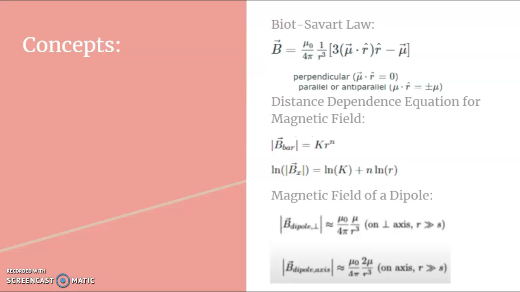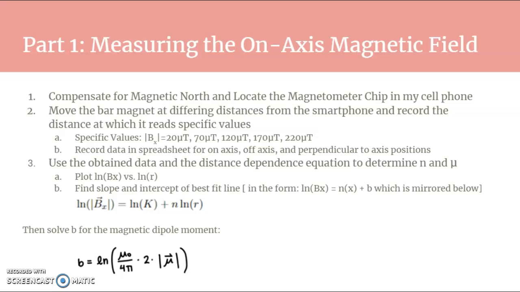We also used the distance dependence equation for the magnetic field, and because this is hard to see, we also took the natural log of this equation in order to better visualize a model of it, as I will show later on. We also utilized the equations of the magnetic field of a dipole, which I placed on the screen here. Part 1 of this lab focused on measuring the on-axis magnetic field.